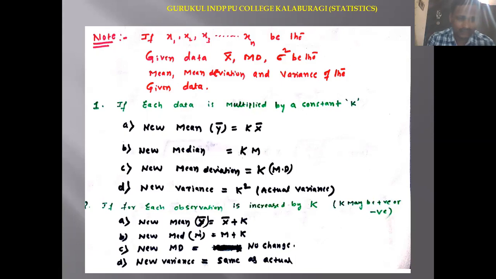Next, the second one: if each and every observation is increased or decreased, say increased by k, see what the changes are in the mean, median, mean deviation and variance.